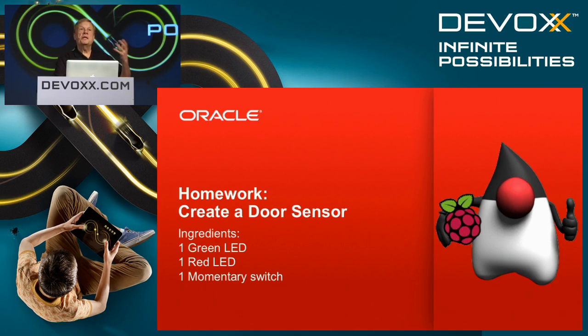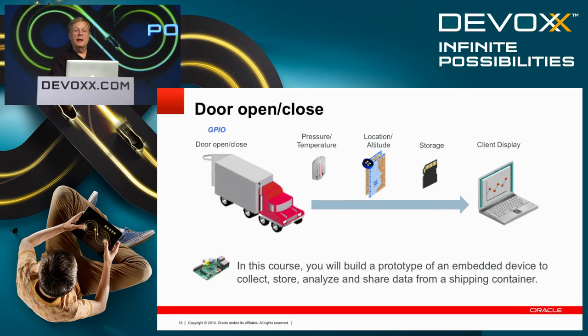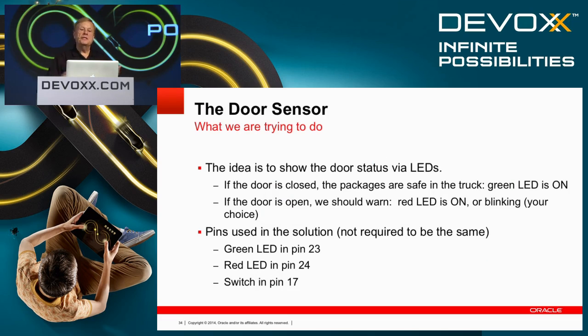So then in the MOOC, you have different homework. One of the things is creating a door sensor, and that is that first block in our block diagram of our case study. This is what's happening with this door open close sensor, and the homework assignment is to make that happen. The idea is to show the door status via LEDs.